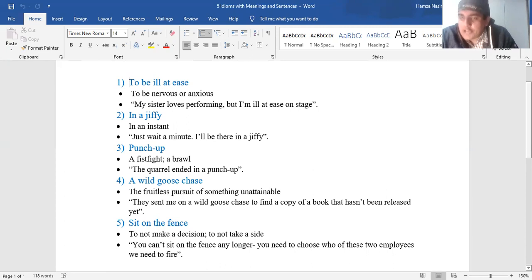A wild goose chase. This idiom, a wild goose chase, basically means the fruitless pursuit of something unattainable. Fruitless means useless, pointless, something that is of absolutely no avail. The fruitless chase of something unattainable, when you aimlessly try to achieve something that simply cannot be achieved, right?